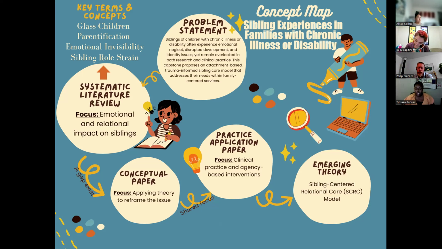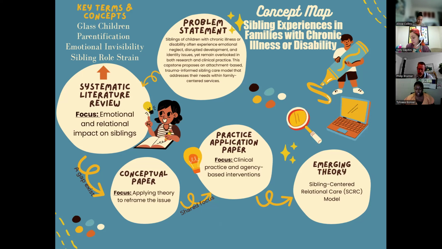My integrated concept map visualizes all three of my capstone products and how they connect through a central problem of unmet emotional needs in siblings of children with chronic illness or disability. It shows how the literature review identifies the gaps, the conceptual paper offers a trauma informed theoretical framework, and the practice paper suggests specific clinical implications. At the center of the map, it proposes a shift toward a new standard of care, one that validates the sibling's experience as a legitimate site for intervention and support.